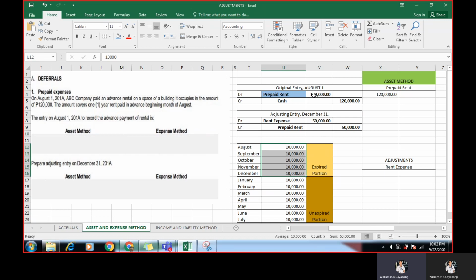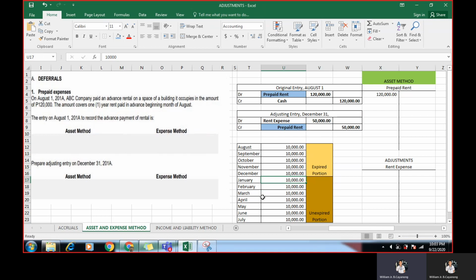To decrease an asset, we need to credit asset. Okay? Kaya dito sa adjusting entry natin, binawasan natin yung prepaid rent. Okay? Na credit siya on this part. By how much? 50,000 pesos. Ayan. To reflect the new amount of prepaid rent. Okay? Or the unexpired portion from January to July.